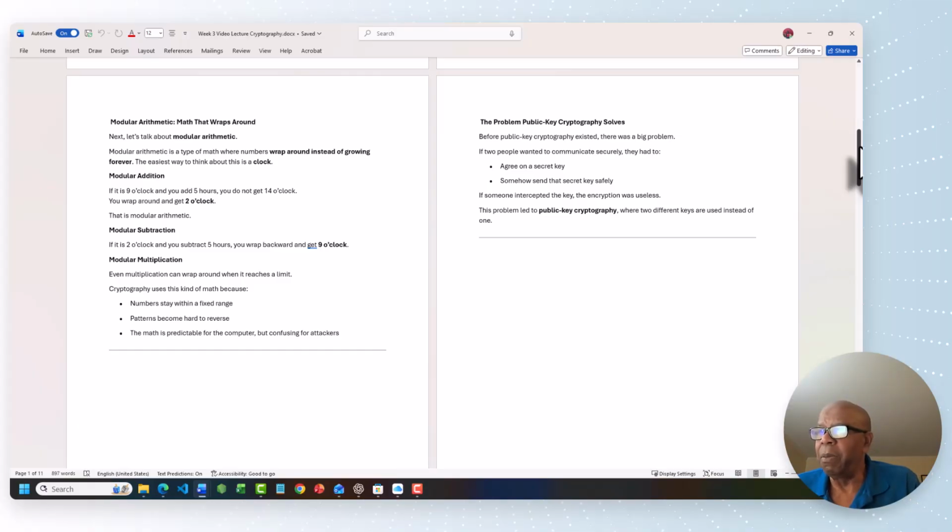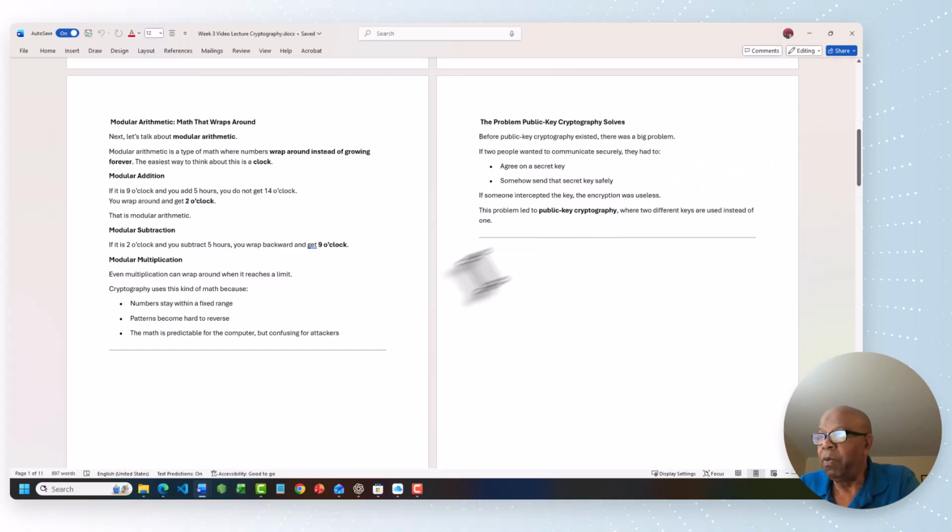Cryptography uses this kind of math because numbers stay within a fixed range. I can take a number that's very big and keep it within a fixed range that's more doable and more easily manipulated. Patterns become hard to reverse. Since I'm keeping things in this narrow space, trying to figure out where it came from is going to be difficult, similar to what we talked about for random numbers. As we said, we want to make encryption easy to do, but very hard to break. That is our main goal.